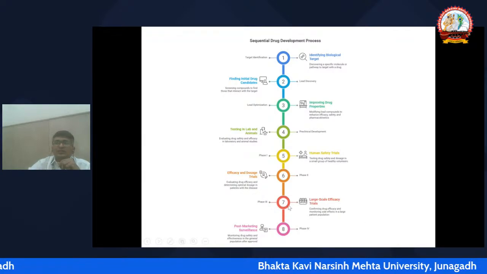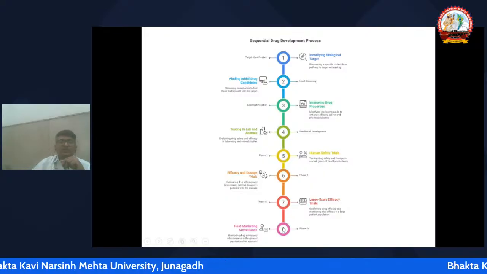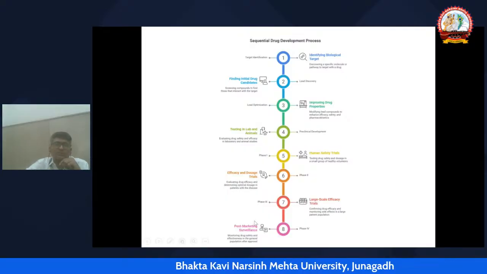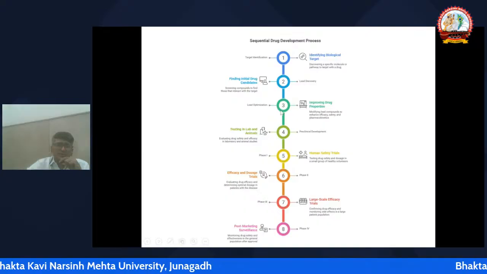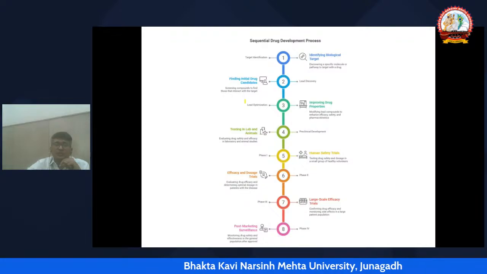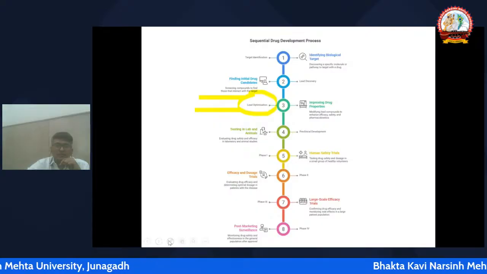In this, a large patient population is tested, and then it goes to phase 4, meaning post-marketing surveillance. After the drug approval, studies also continue to monitor drug safety and effectiveness. So this is basically the drug development process, and the special part we are going to see is the lead optimization strategy.